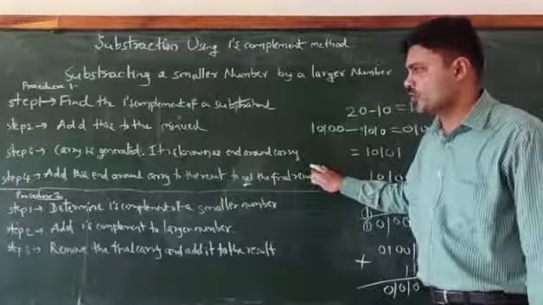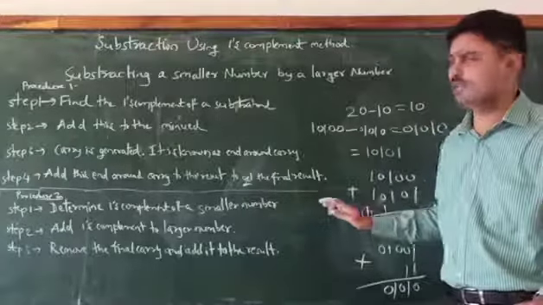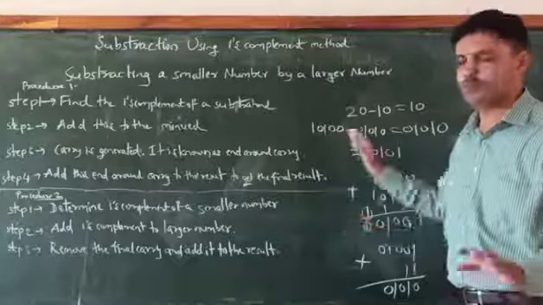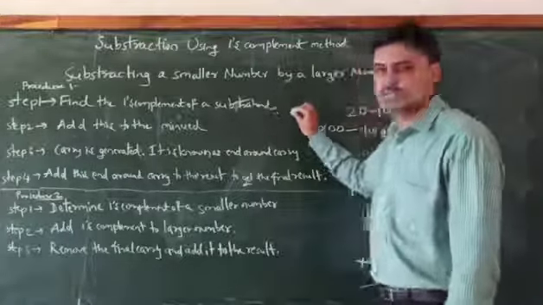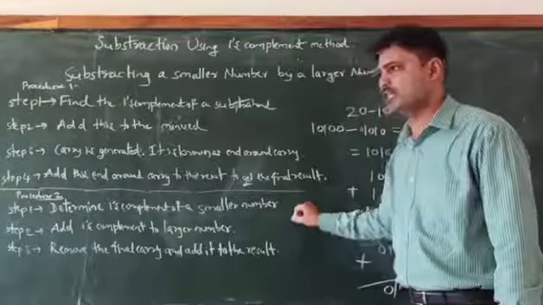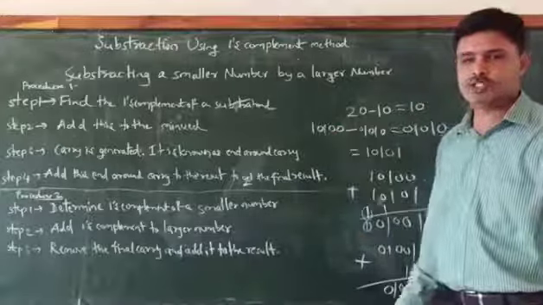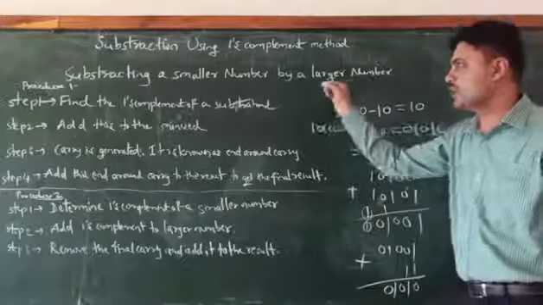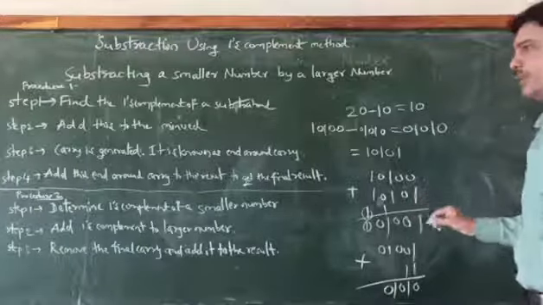Follow this procedure or that procedure, whichever you prefer, the answer will be the same here. There are two procedures, both the procedures are same here. We have used the words subtrahend and minuend, now we use the words larger number and smaller number. So you can follow both the procedures. This is about subtracting using the ones complement method. Okay, next.